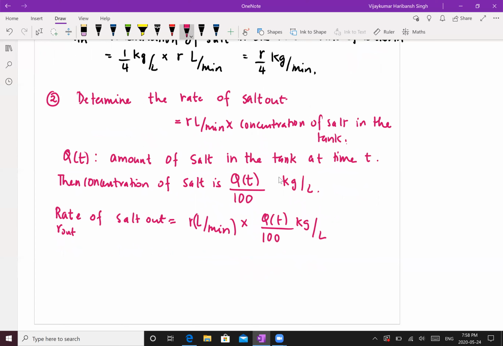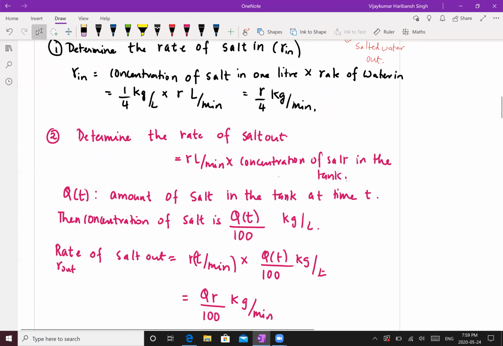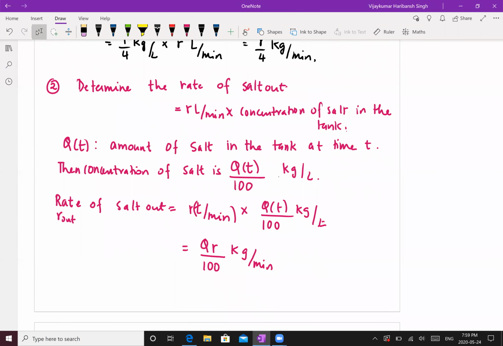So that is going to be QR by 100 kilogram. So in some sense, these units are getting canceled, right? So kilogram per minute. Now, how is the concentration of salt changing? So rate in minus rate out is how the amount of salt is changing in the system.